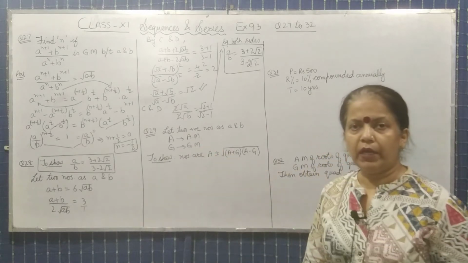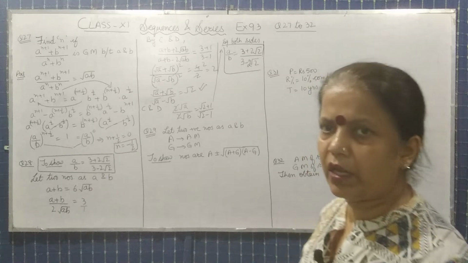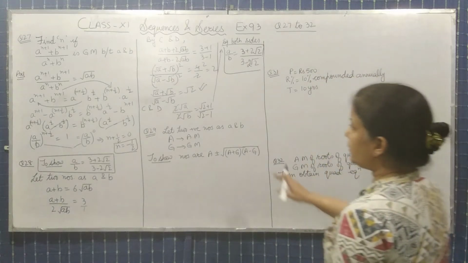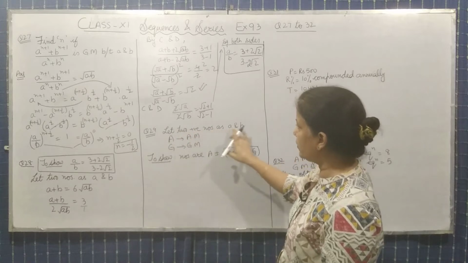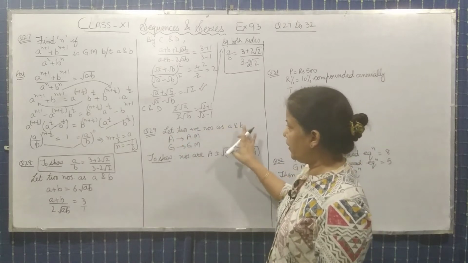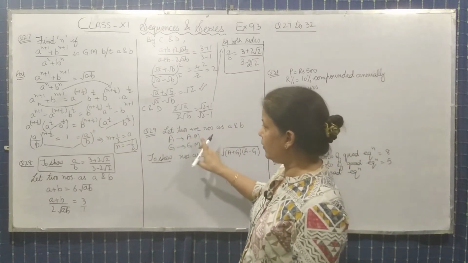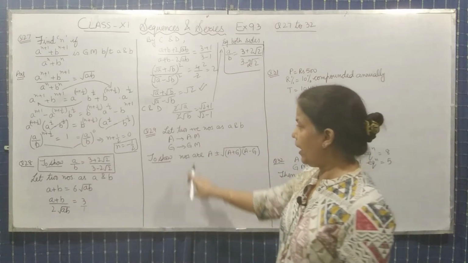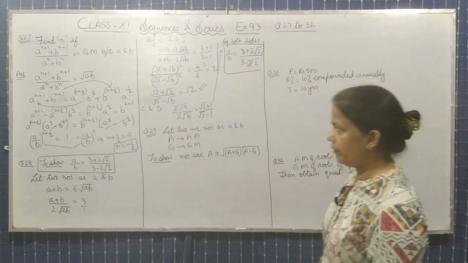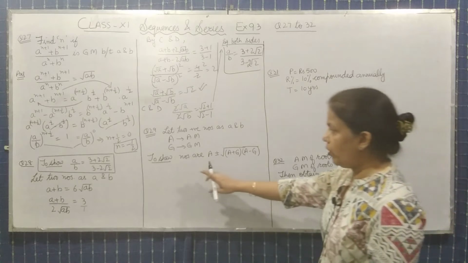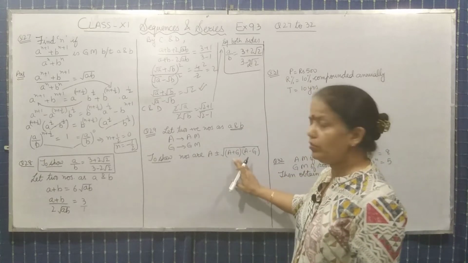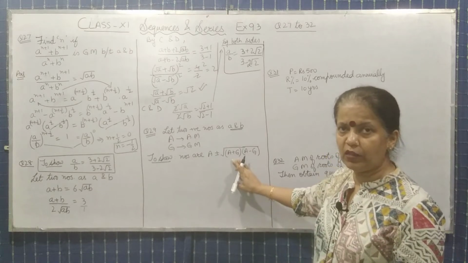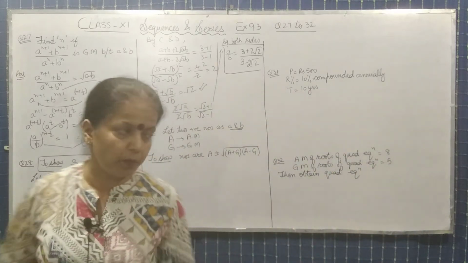Question 29. In question 29, they have given that let the two positive numbers A and B such that A is the arithmetic mean and G is the geometric mean. Okay, and you have to show that these numbers A and B are in this form. So we have to prove it.